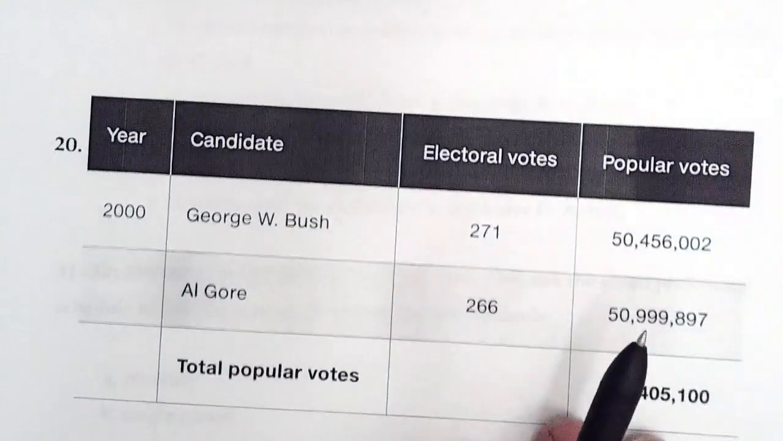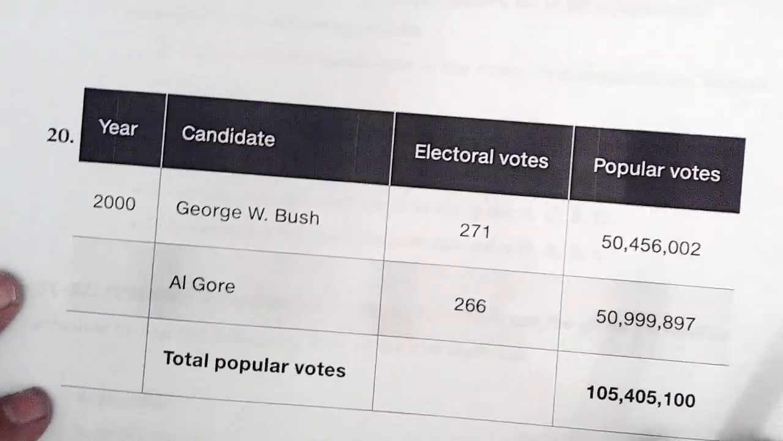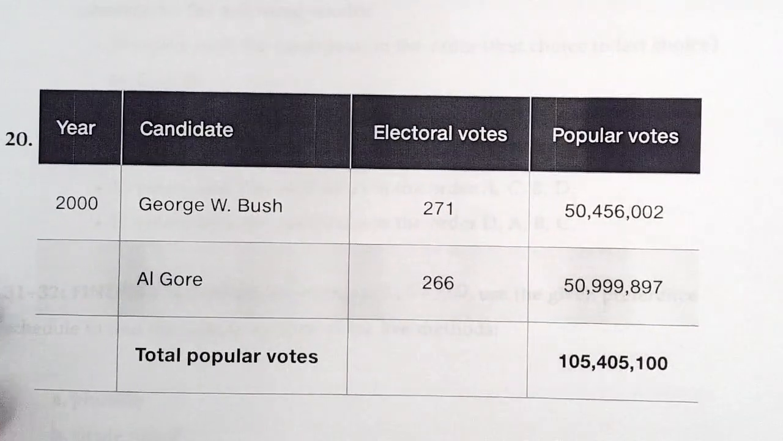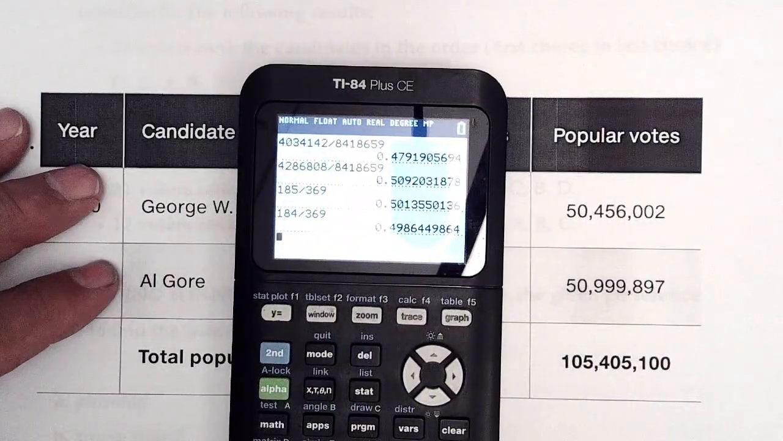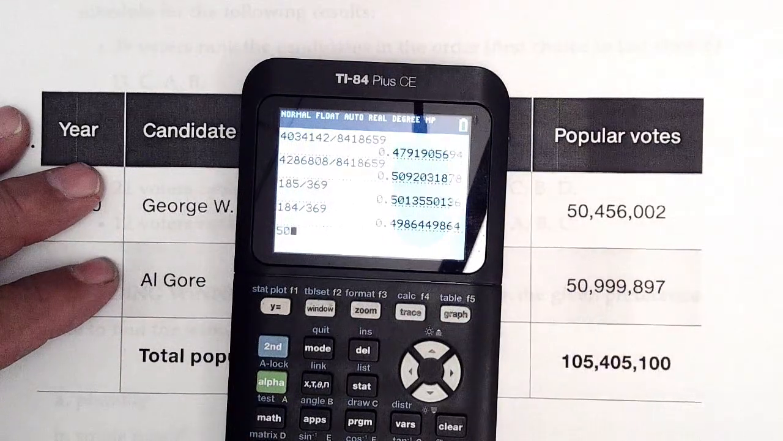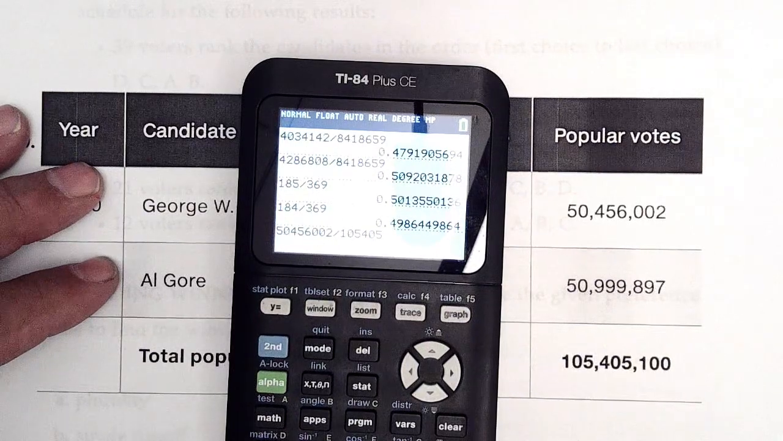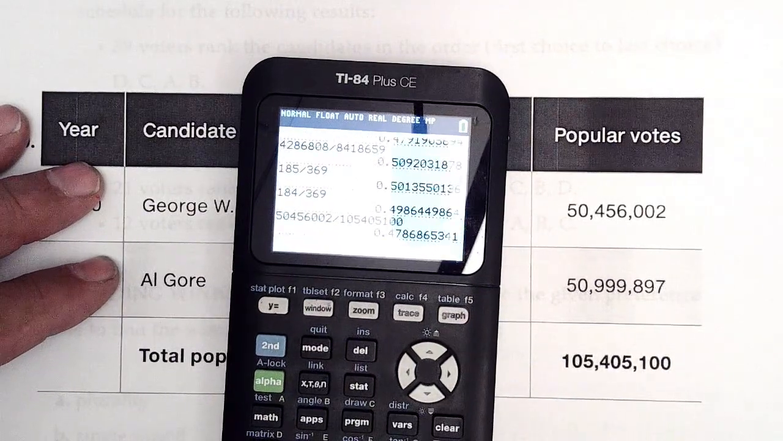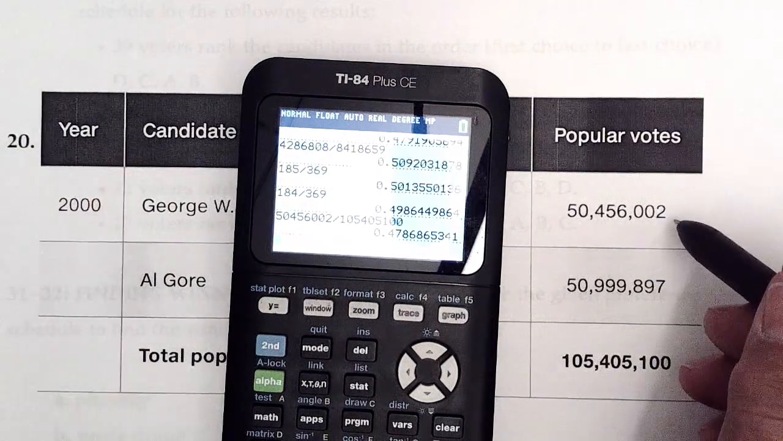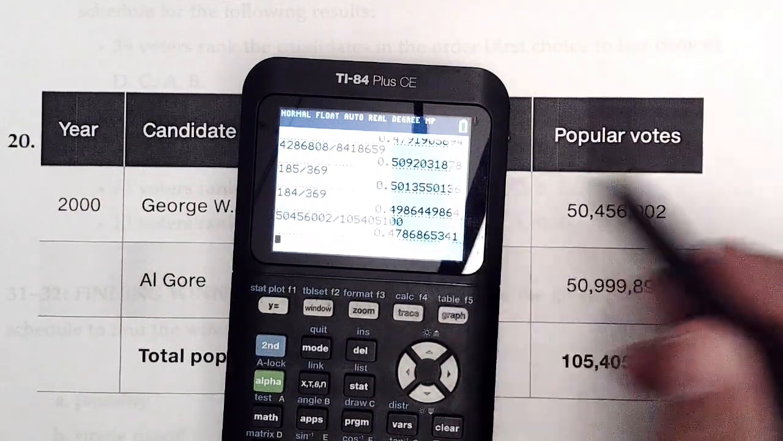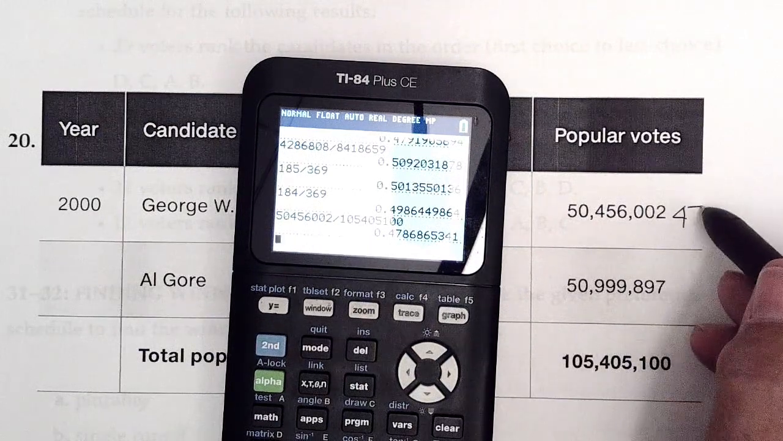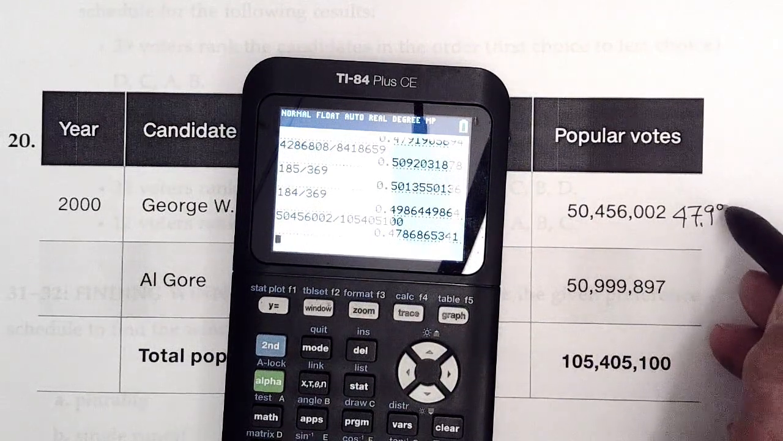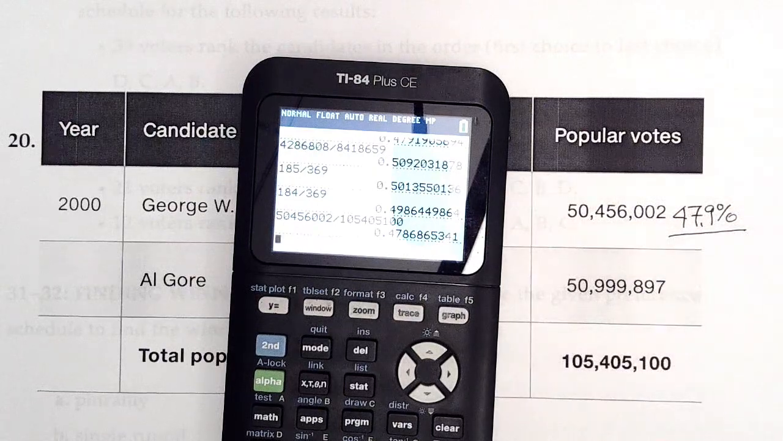Okay, let's go to another problem. We're supposed to do it here. So we're going to do the same thing. 50,456,002 divided by 105,405,100, and that's Bush got 47.9, rounding. That's quite a bit less than the majority.